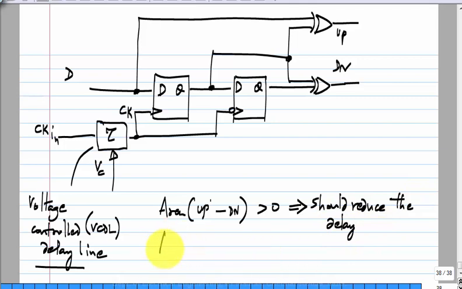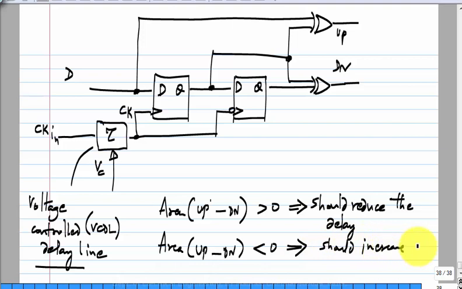Okay, and similarly, area of up minus down less than 0, it should increase the delay. Okay. So somehow we have to use the information in up and down so that this happens. Okay.